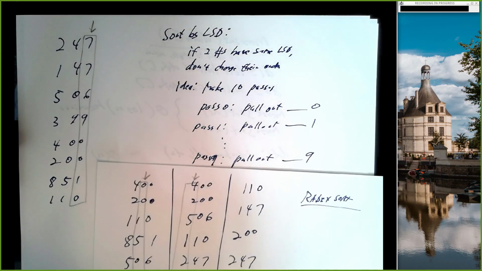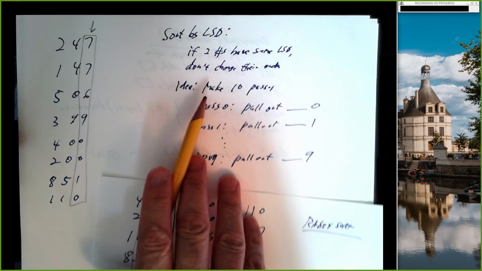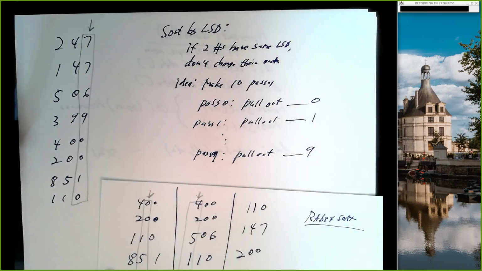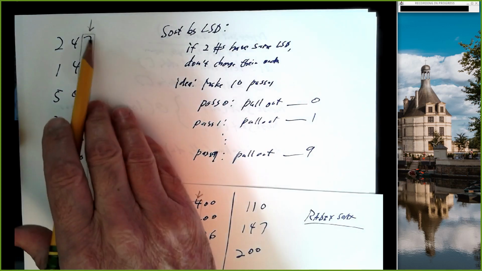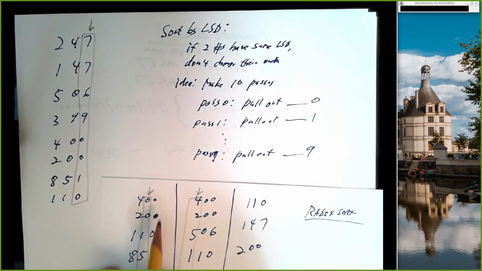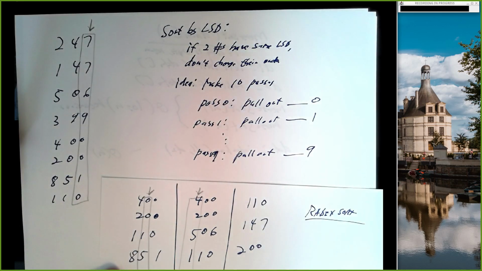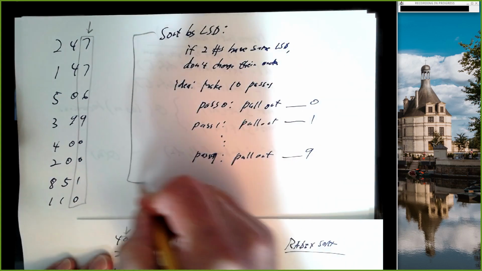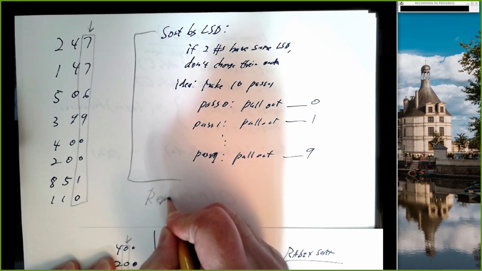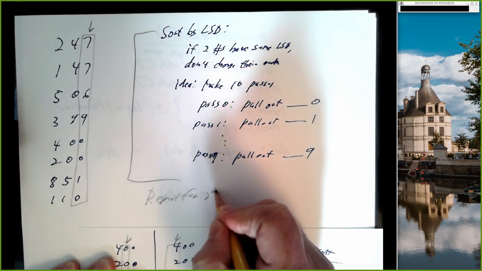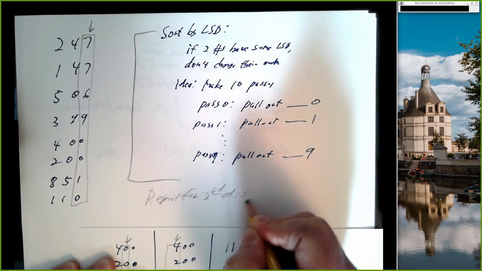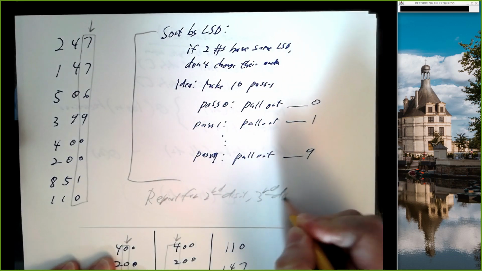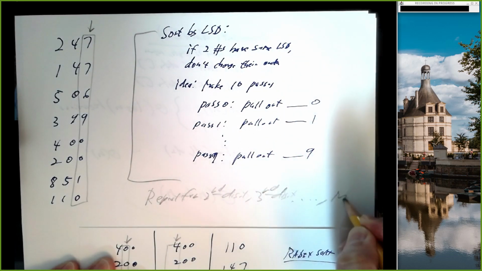So to sort by least significant digit, if two numbers have the same digit, don't change their order when you do this. So we're just going to make 10 passes, take everything that ends with a 0, copy that to the output, then go through again, take everything that ends with a 1, copy that, and so on. And then repeat for second digit, third digit, and so on until you get to the most significant digit.